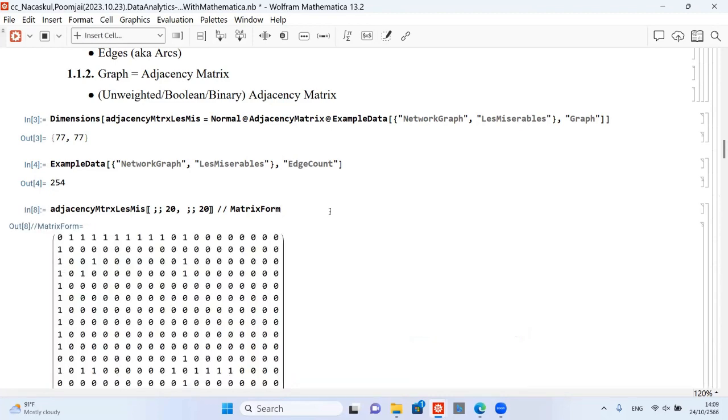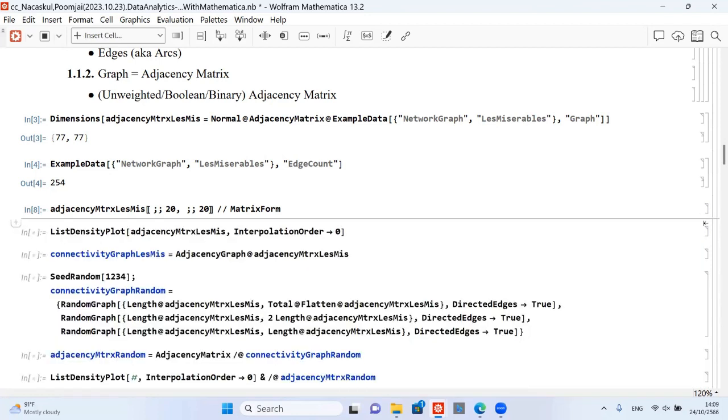I said I take the first 20 to display it, but we already saw that, so we don't need that. Now, there's all kinds of functions.